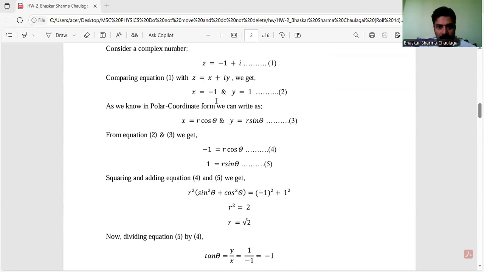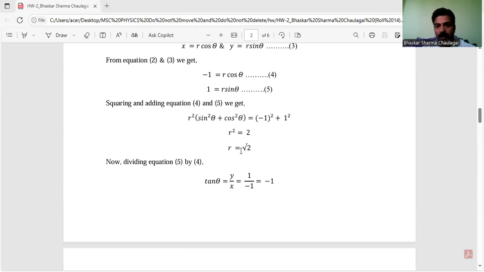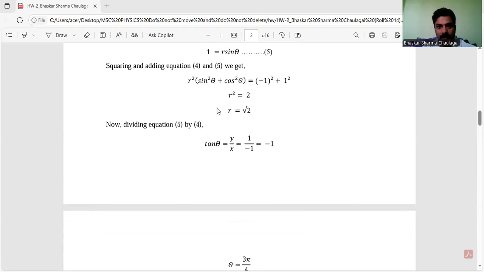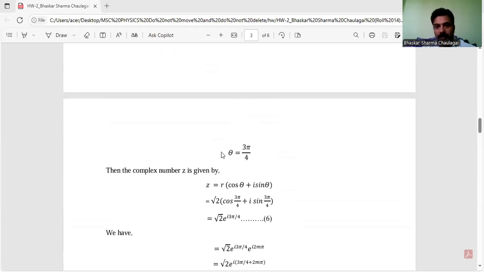Again, rewriting in the form of polar coordinates, we will get the two different equations, that is x equals r cos theta and y equals r sin theta. So after computing these two equations, we find the value of r, and the value of r is root 2. Again, by dividing equation 4 and equation 5, we will eventually get the value of theta as 3 pi by 4.